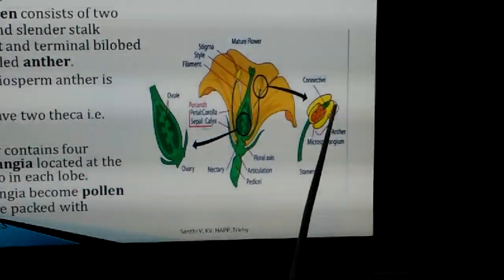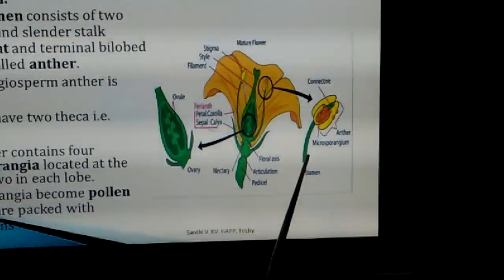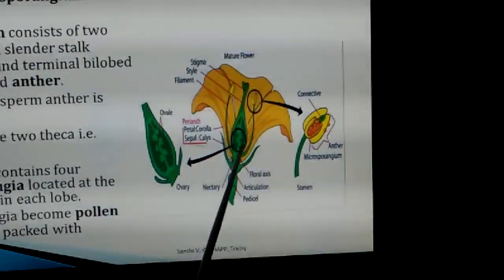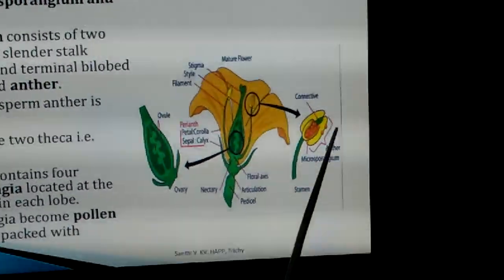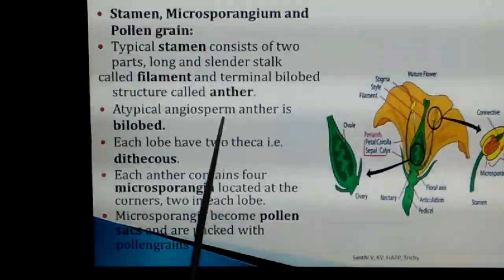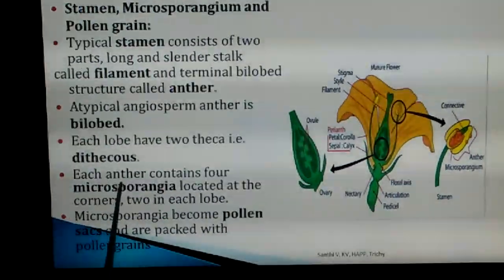The stamen consists of the filament and the anther. The filament gives attachment of the anther to the flower. When you see that anther, it is bilobed in nature. In a typical angiosperm, it is bilobed in nature. You call that dithecous.